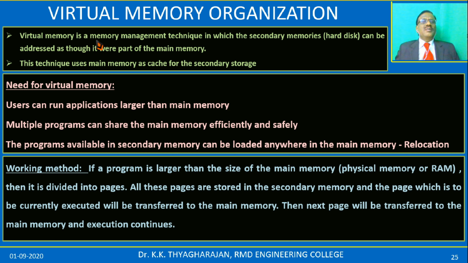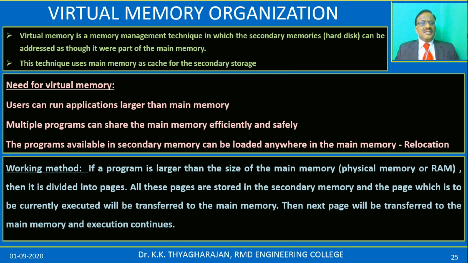Virtual memory is a memory management technique in which the secondary memories such as hard disks can be addressed as though it were part of the main memory. Any program which is available in the secondary memory should be transferred to the main memory, then only it will be executed. This technique uses main memory as cache for the secondary storage. Cache means it is a small memory compared to secondary memory.